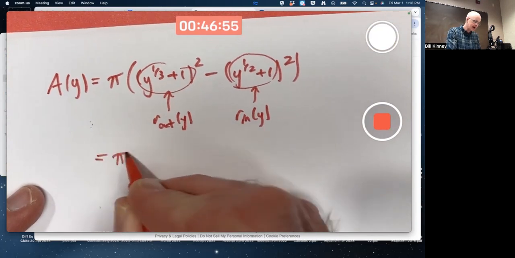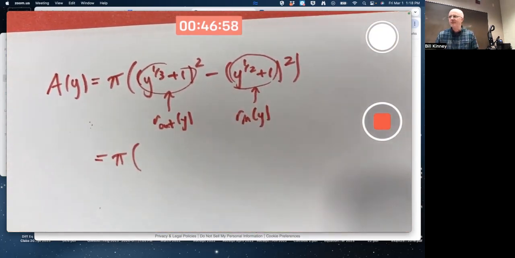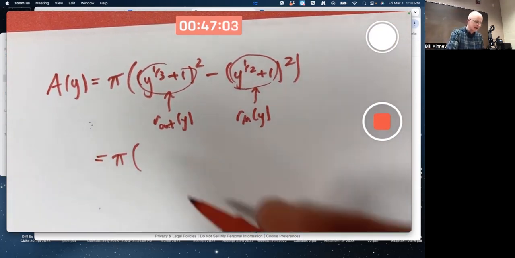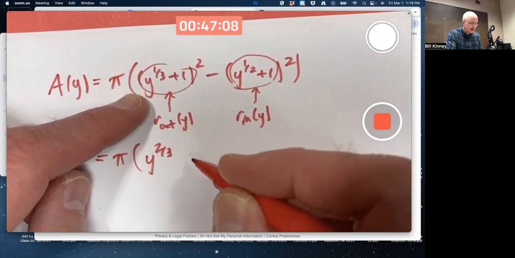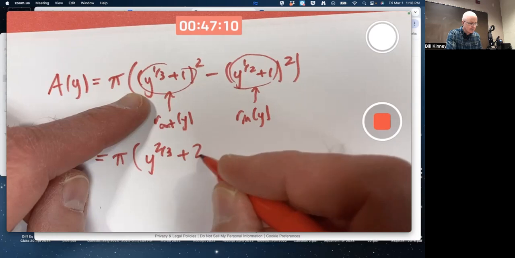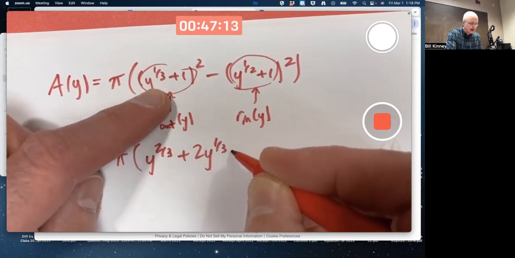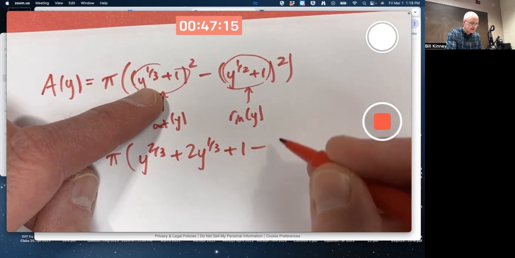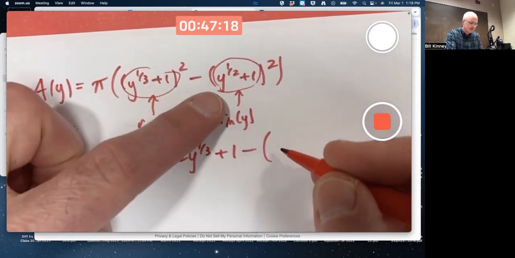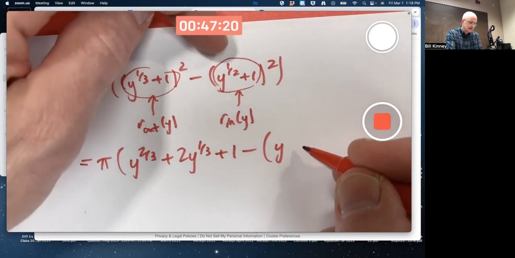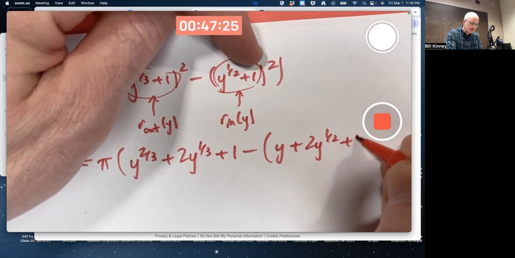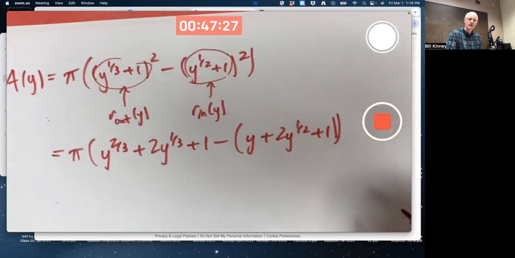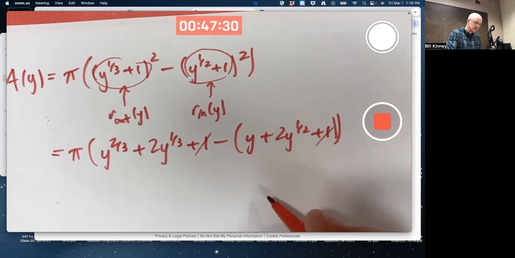Before we integrate, let's simplify. Even though it's a 1/3 and 1/2 power in those binomial expressions, you can still square it with foiling. That's still possible. Y to the 1/3 squared is y to the 2/3. Outside and inside products give me 2 times y to the 1/3. Last times last gives me plus 1. Subtract this thing squared. Y to the 1/2 squared is y. Outside and inside products give me 2 y to the 1/2. Last times last is 1. Like before, the ones cancel.